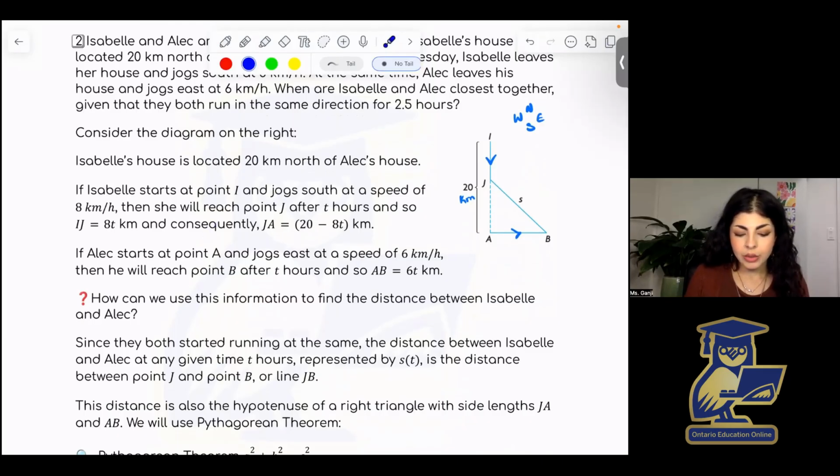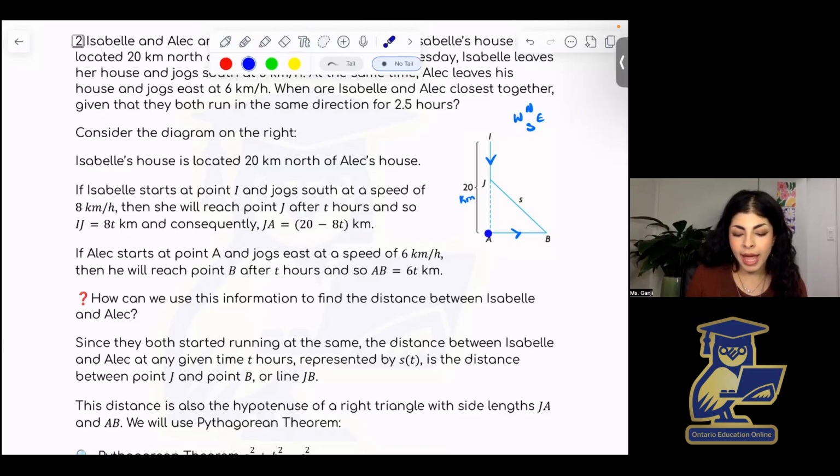This is just that interpretation right here. Isabel starts at point I, that's her house, and jogs south at a speed of 8 kilometers per hour. So she will reach point J after T hours. And so IJ, which is where she's going to end up, is 8T kilometers: kilometers per hour times T, which is hours. And so JA is going to be 20 minus 8T. This is just distance, so it's in kilometers.